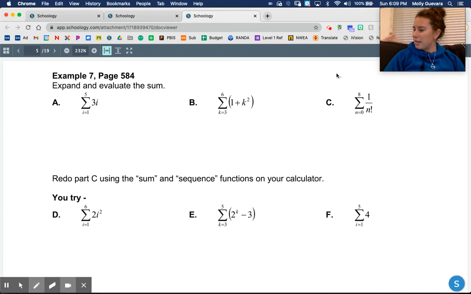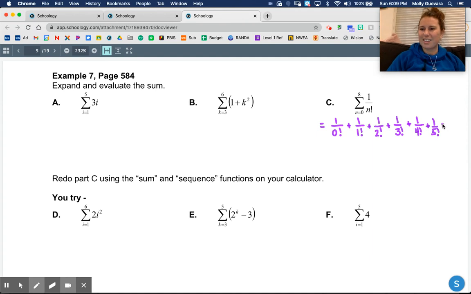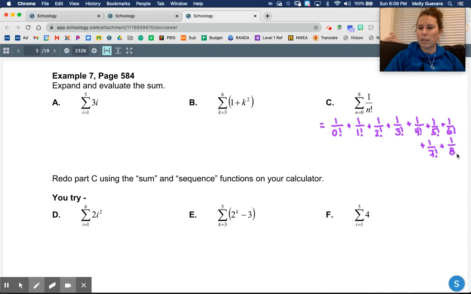Okay, the last one, 8. Notice it wants me to start at 0. So I have 1 over 0 factorial plus 1 over 1 factorial plus 1 over 2 factorial plus 1 over 3, right? And I am going all the way to 8, which of course I won't be able to fit. Plus 1 over 7 factorial plus 1 over 8 factorial. Now, this is definitely something that I would like to do in my calculator, right? I don't want to have to figure out what all these are and all that kind of stuff.